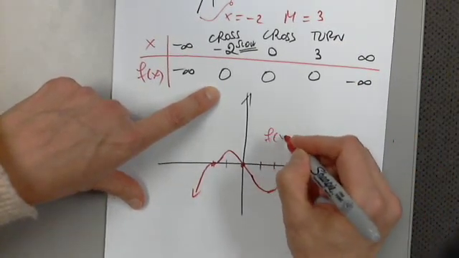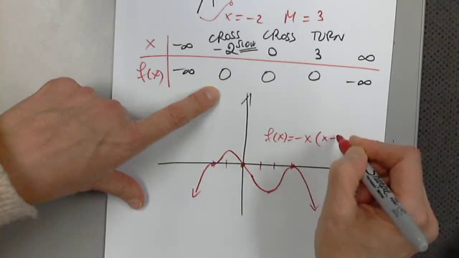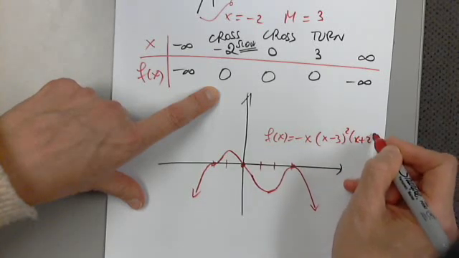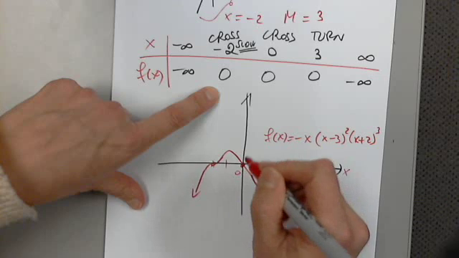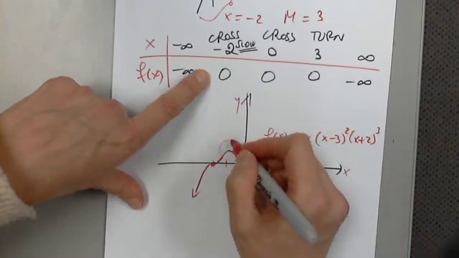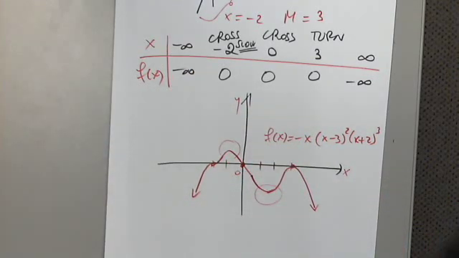So this is our function f of x equals negative x times (x minus 3) squared times (x plus 2) cubed. Yes, I don't know these, and I won't be able to find them without the calculator. So let's do just that.